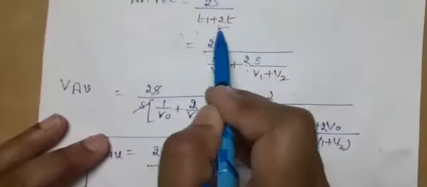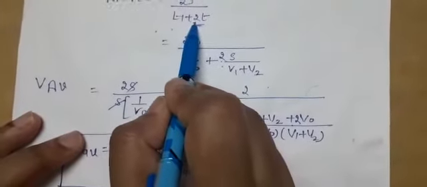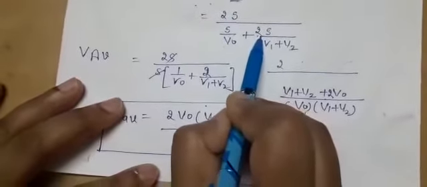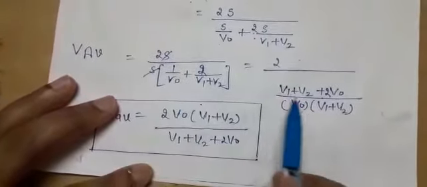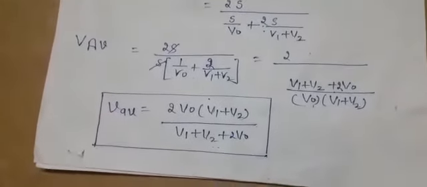Substituting here, one important point, this is a confusing point, because here time is doubled: for the second half, time taken is 2t, so 2 should be in the multiplication. Substituting, taking the LCM and then doing it. This is all for this numerical.